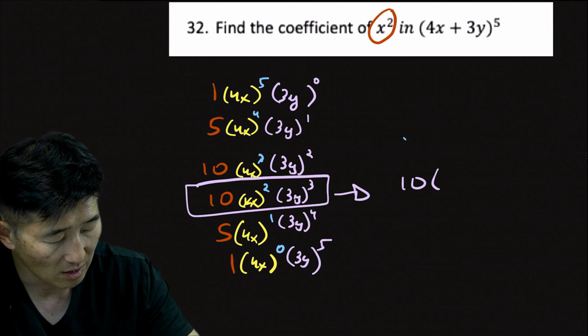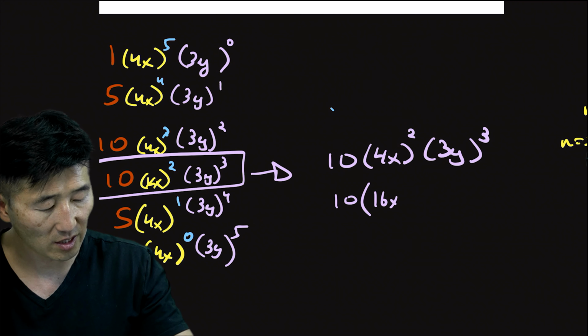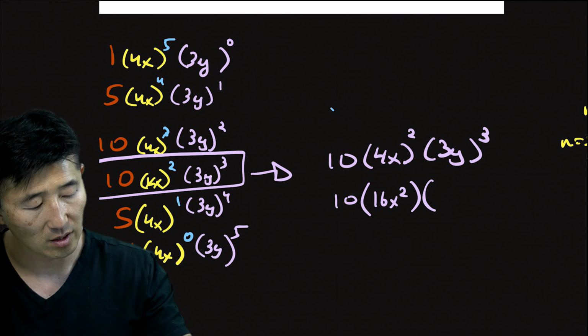So this is 10, 4x squared, 3y to the third, and that becomes 10, 16x squared, and that's 27y to the third power. And then you have to multiply the 10, 16, and 27, which is what? 10 times 16 times 27, 4,320 x squared y what? Cube. So this right here is my final answer. That's my coefficient of the term with an x squared.